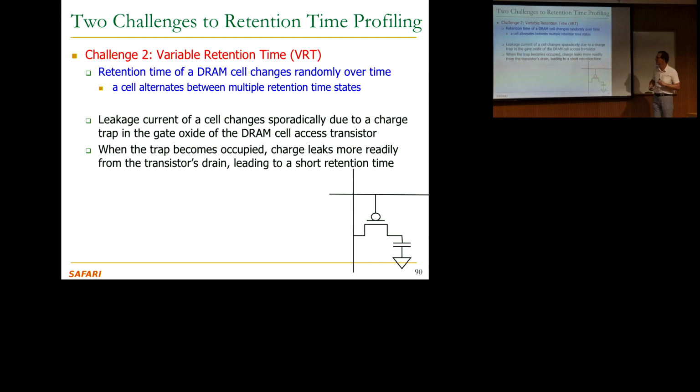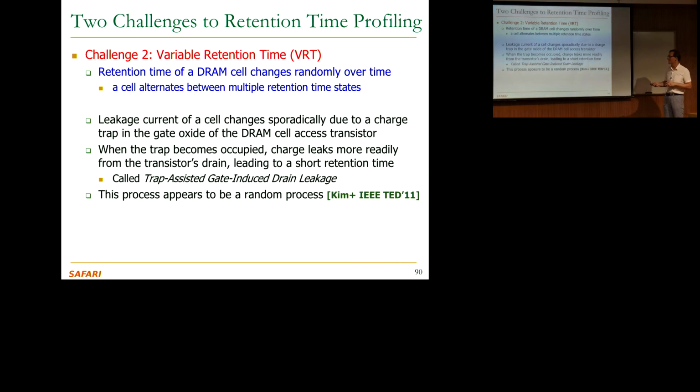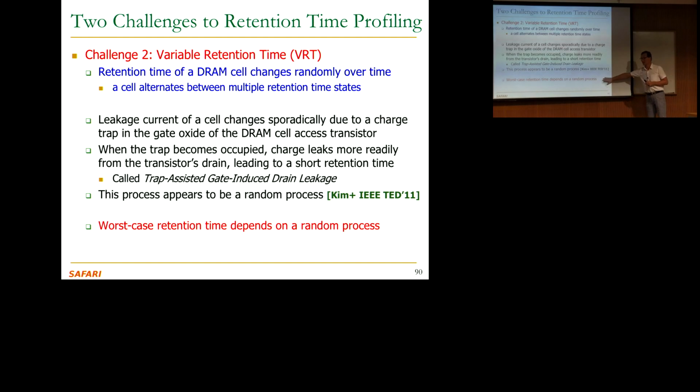This is called trap-assisted gate-induced drain leakage, and it is becoming worse. I'll show you some data related to this. This process appears to be random. There are many results showing that it is a memoryless random process, so it's very hard to predict, as far as I can understand. The key takeaway is that the worst-case retention time of a cell depends on a random process.